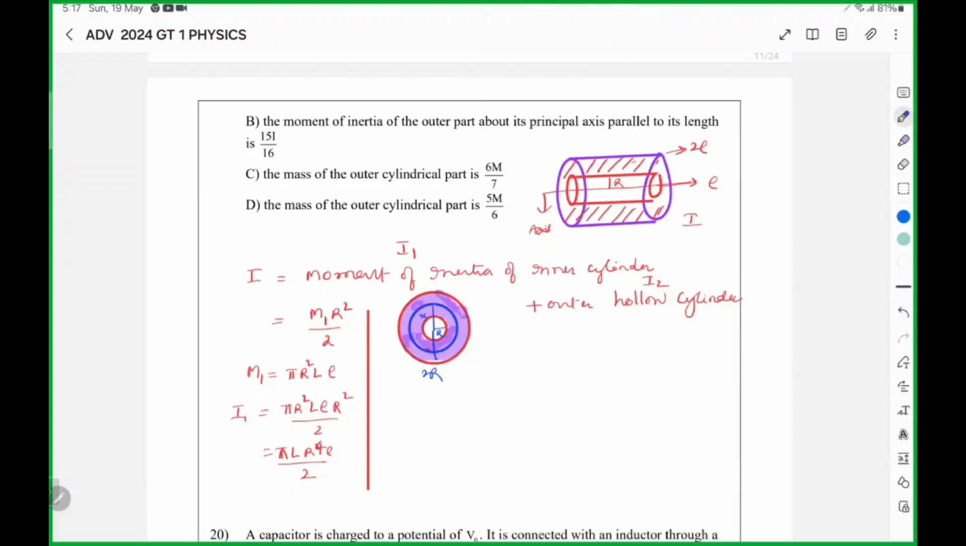So if you consider a ring which is at a distance x, its moment of inertia will be dm into x square. If you consider it as a strip having a small width dx, its perimeter is 2 pi x, and the area will be 2 pi x dx.